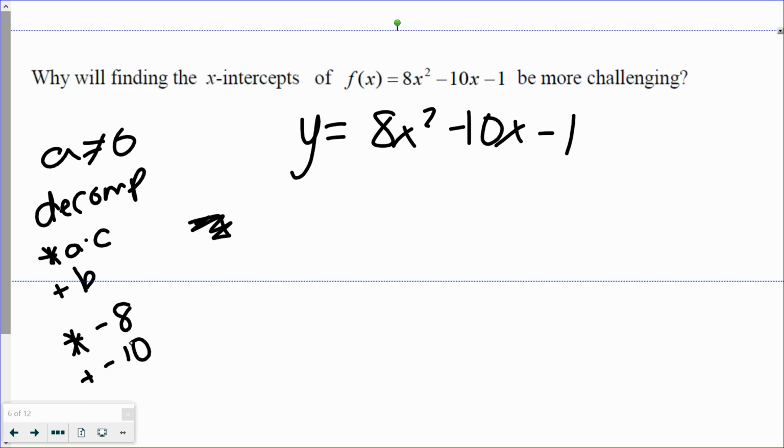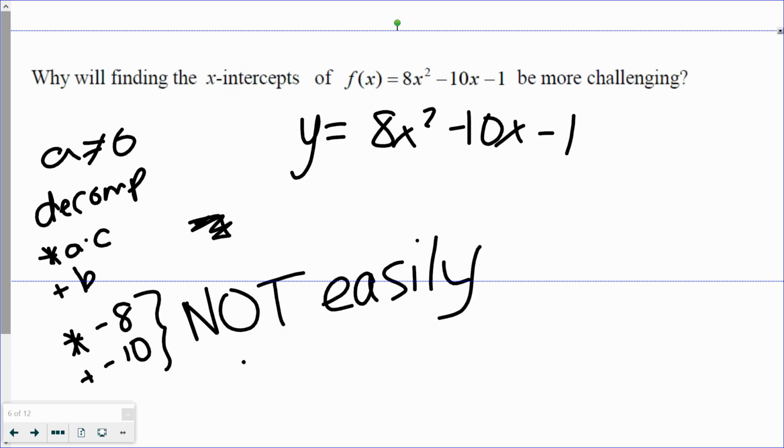And so you could sit here all day and not be able to come up with something that satisfies this. So it is not easily factored. That doesn't mean necessarily that there are no solutions to it or no x-intercepts. It just means that they're decimal places. They're not nice, even, round numbers, so they're not easily factored. And we'll see ways that we can solve that. There's no two numbers that multiply to be equal to negative 8 and add to be equal to negative 10 that are nice whole numbers.